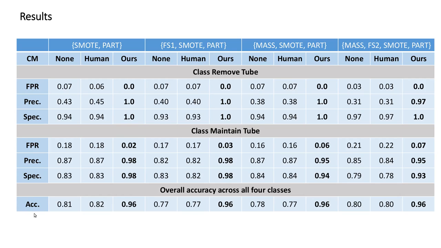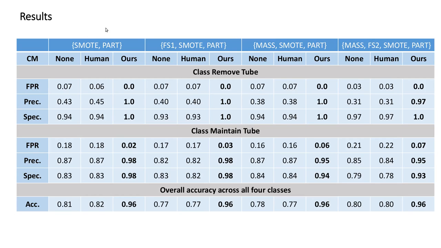To briefly touch on our results, again, I ask you to see the paper if you're interested. We report on the false positive rate, precision, and specificity for the class remove, the same for the class maintain, as well as the overall accuracy, which is very interesting because it takes all four classes into account, and yet not all four classes were optimized over during the cost matrix optimization procedure. Only the class remove and the class DPD, discharge with pleural drain, were optimized. So neither was class maintain.